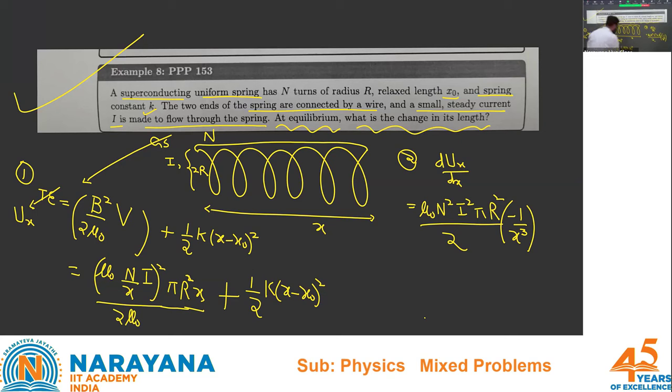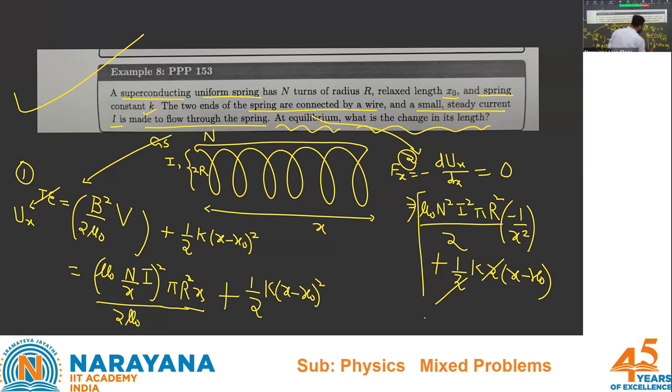Minus 1 upon x square, fine. So that term was 1 upon x, the rest is constant. And I'll have half of k, and this term becomes twice of x minus x naught. This term will cancel out. So if I want to see the equilibrium position, I want to make the term minus du by dx equal to 0. So indirectly, we are trying to say that this expression should also be made equal to 0.